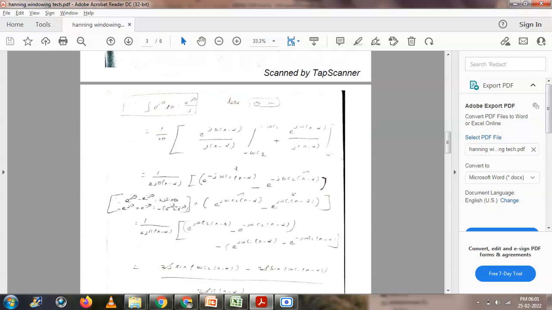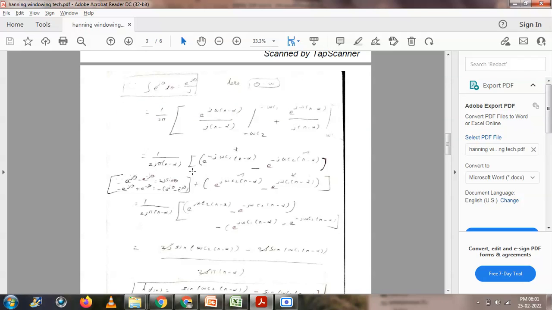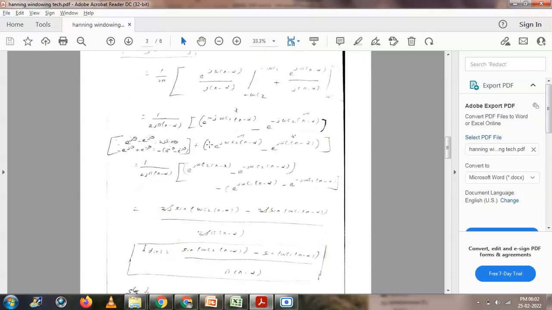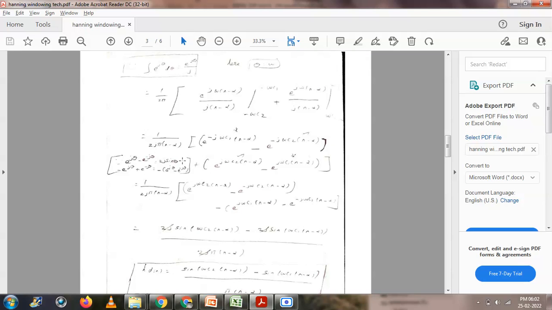Then 1 by 2j by n minus alpha. So e power j omega c1 n minus alpha, e power minus j omega c2 n minus alpha. This is a formula, e power j theta minus e power minus j theta is equal to 2j sin theta. And e power j theta plus e power minus j theta is also a formula. So this is a formula they are applying.